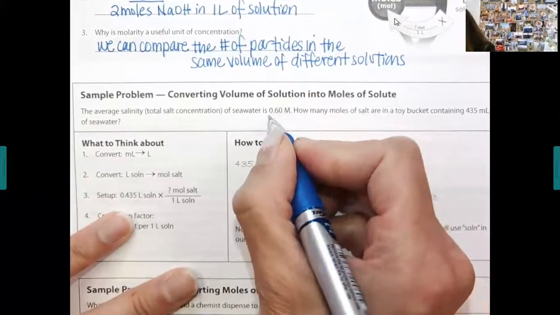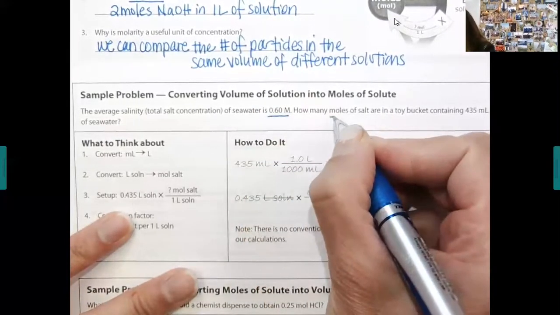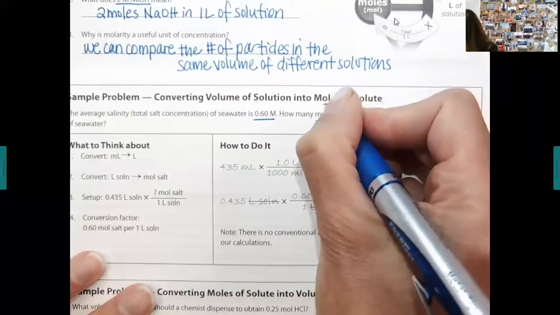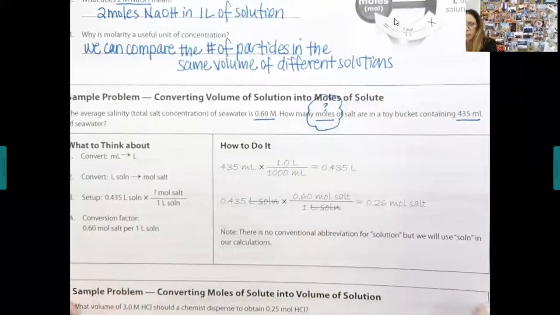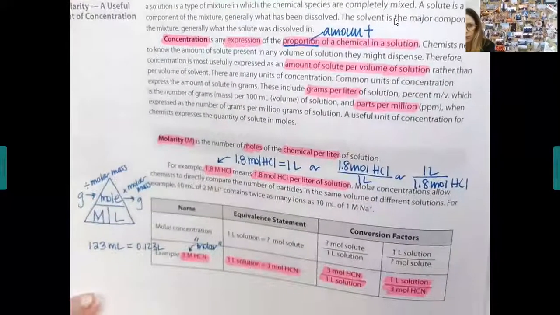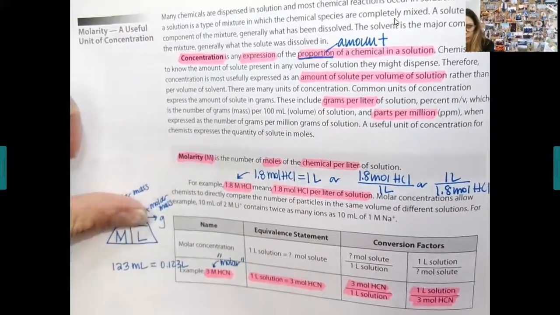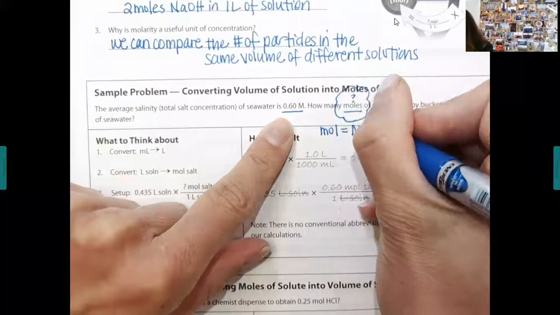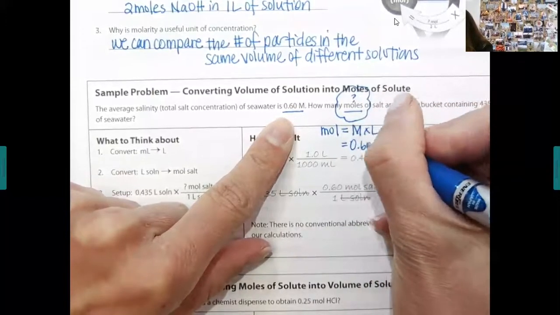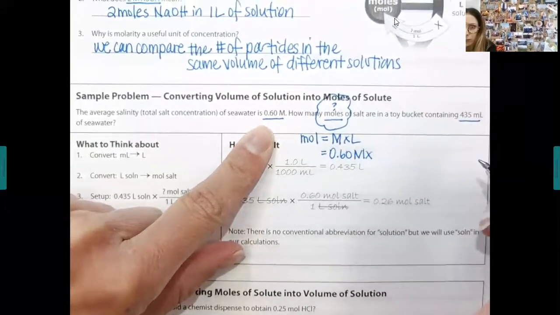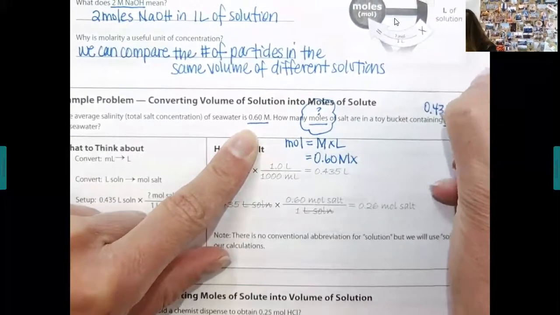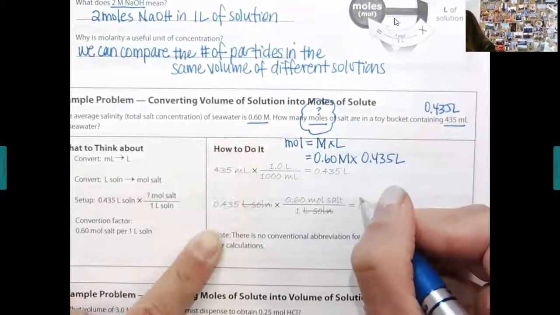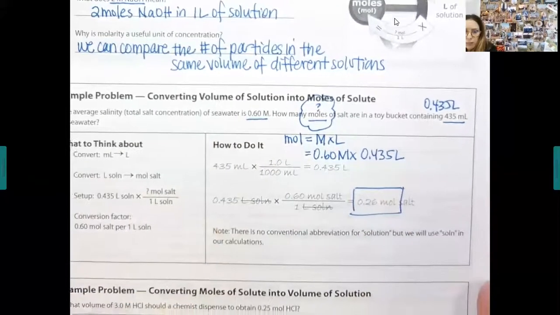The average salinity of seawater is 0.6 molarity. How many moles of salt are in a bucket with 435 milliliters? If you're solving for moles, use the molarity triangle back here. Cover up moles, it tells you to take molarity times liters. So you're going to take this 0.60 molarity times, remember 435 milliliters is the same thing as 0.435 liters. And then you're going to end up with 0.26 moles as your answer.